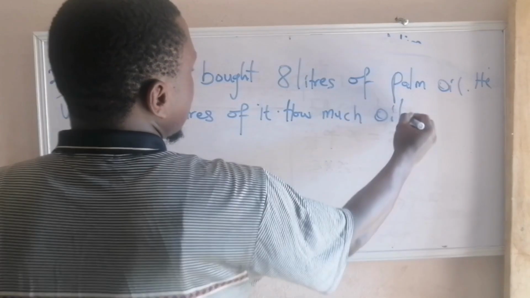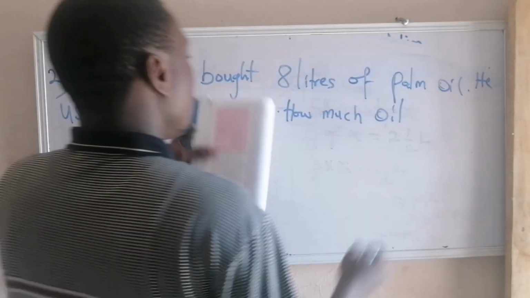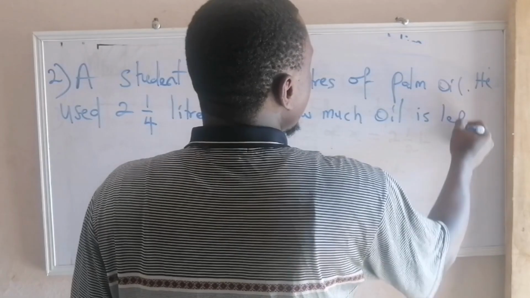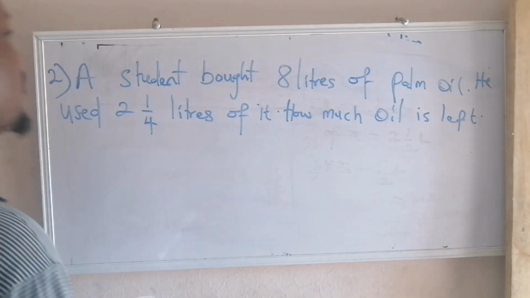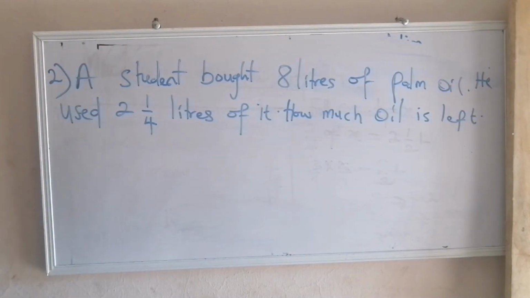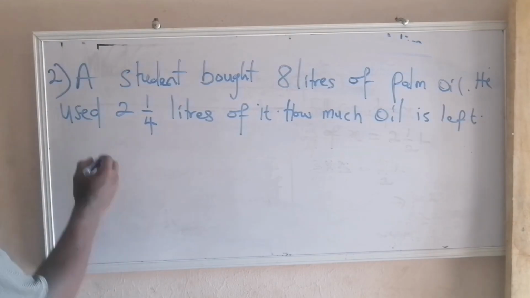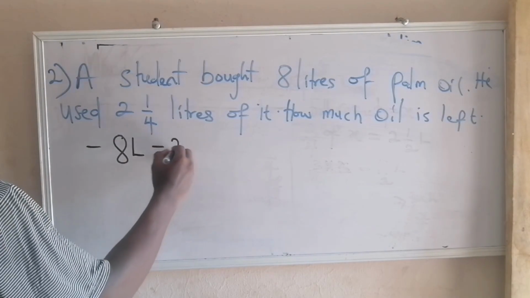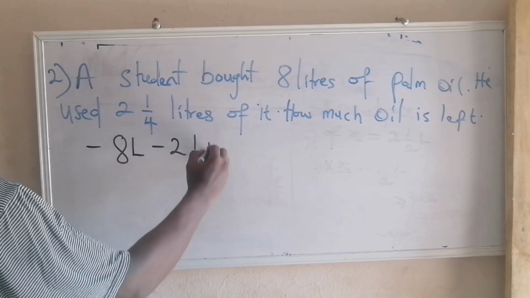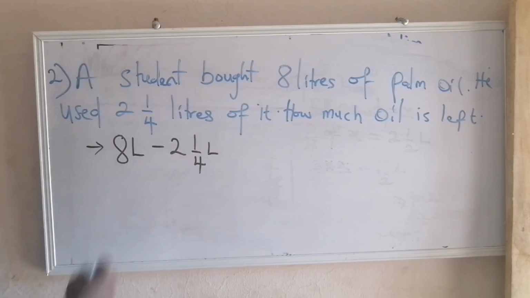You bought 8 liters of oil and used 2 and 1/4 liters. How much oil is left? To get the amount of oil left, all you need to do is just 8 liters minus 2 and 1/4 liters. That's the interpretation of the question.